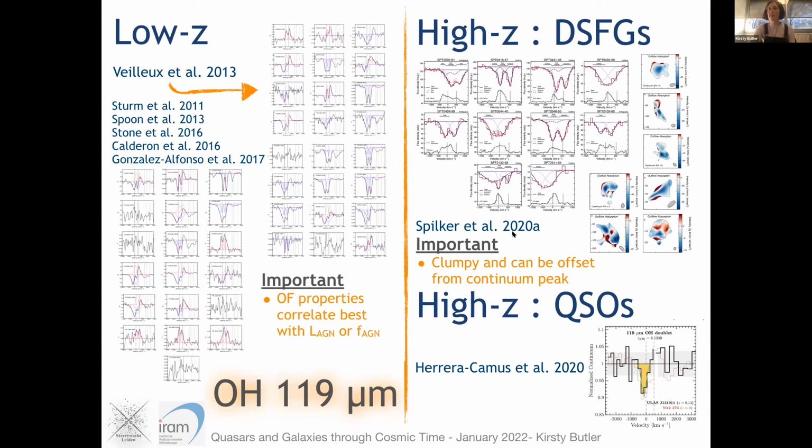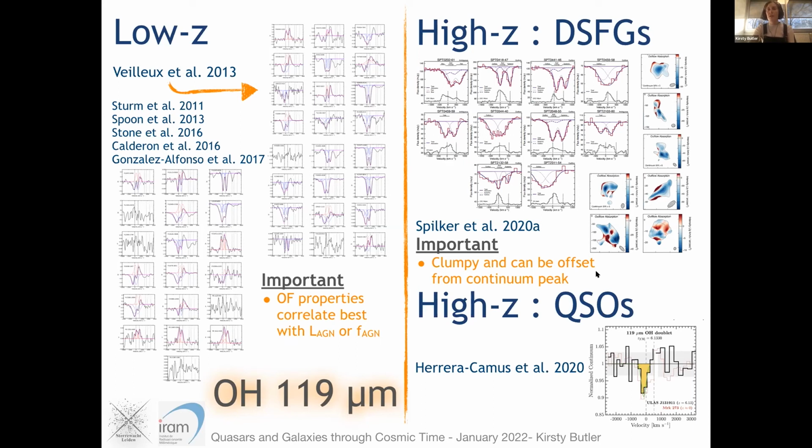There is a sample by Spilker et al. in 2020 that looked at a sample of dusty star-forming galaxies. And again, it was very successful at detecting outflows in these galaxies. I think it was about 73% of the sample. And a nice result that came out of this was that the outflows appeared to be clumpy, and these clumps were not necessarily cospatial with the continuum peak.